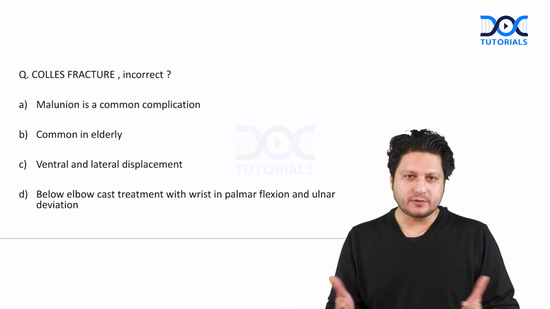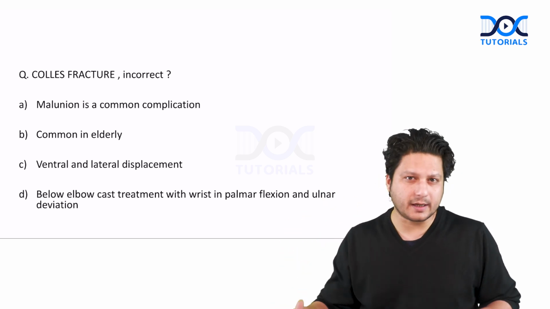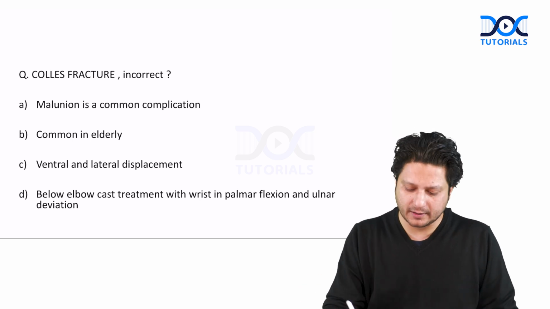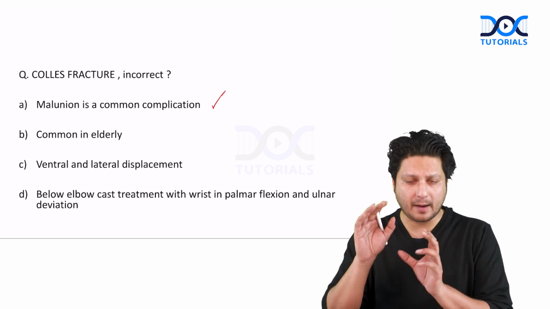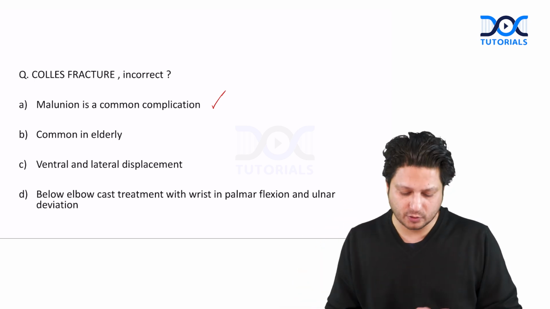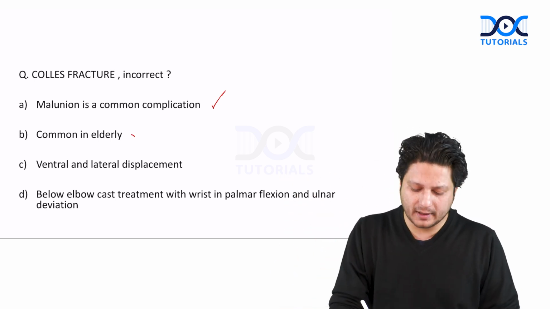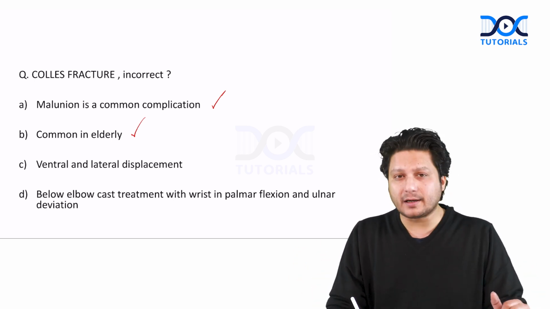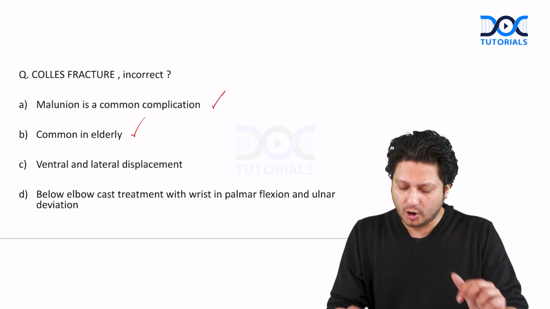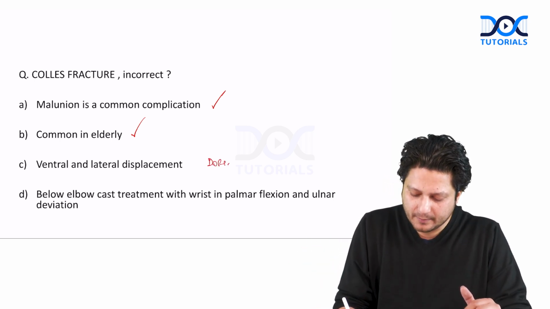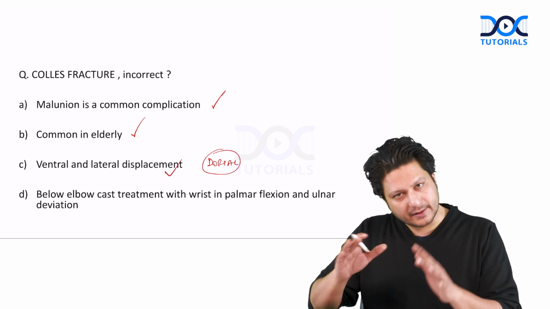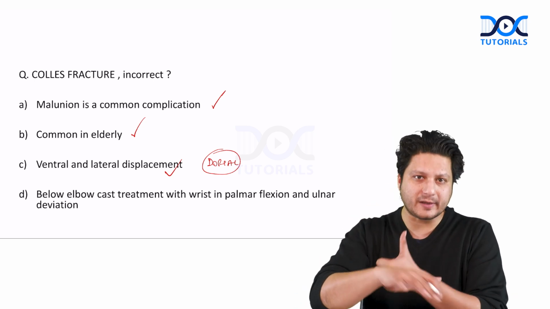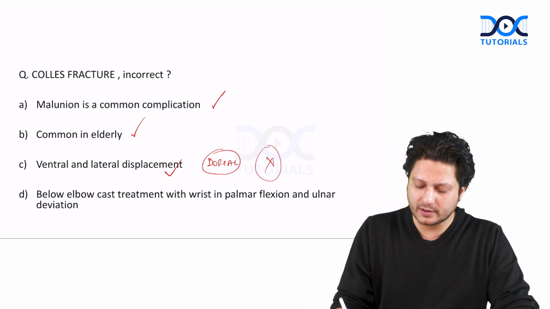Next question is about the Colles fracture. All of you know, which of the following is incorrect in relation to the Colles fracture? Malunion is a common complication. All of you are aware that yes, it is a common complication because it is a fracture happening at the corticocancellous junction, so there is involvement of the cancellous region. Common in the elderly, again true, elderly females are more commonly affected. Ventral and lateral displacement: dorsal displacement is considered to be the diagnostic feature. Yes, lateral displacement happens, but to make the diagnosis of Colles, there has to be a dorsal displacement of the distal fragment. So that option is obviously incorrect.